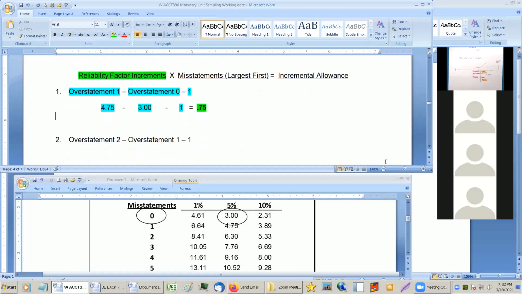Now, you're probably saying, well, can't they just make a table that would have that? Yeah. If I ever write an auditing book, I'm going to make a table that just shows the incremental. It'd be easy to make a table that just showed the incremental for each one of these. But we'll go through. Okay, the next one, overstatement 2, which is 6.30, minus overstatement 1, which is 4.75.